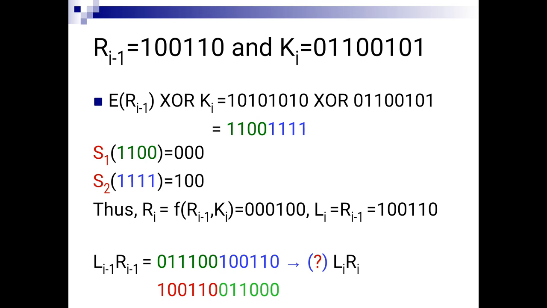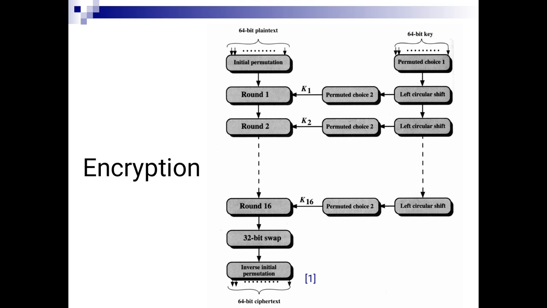And finally, Ri minus 1 is 1 0 0 1 1 0, and Ki is 0 1 1 0 0 1 0 1. And this is about encryption.